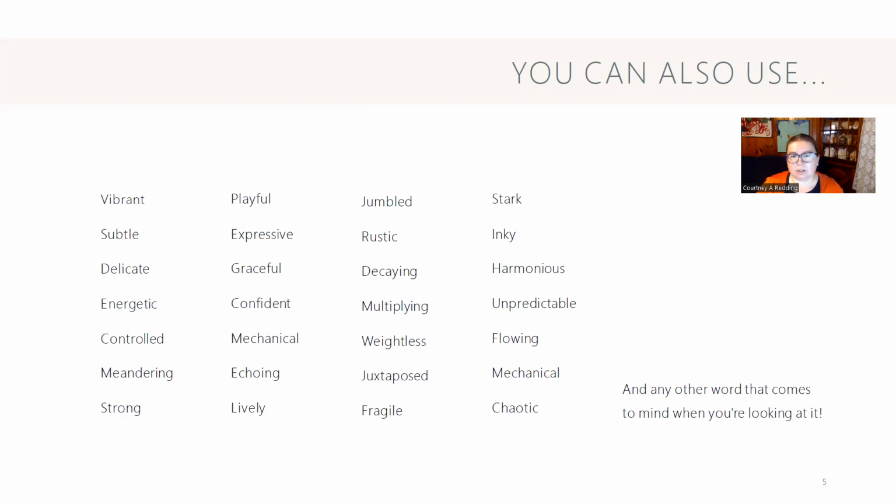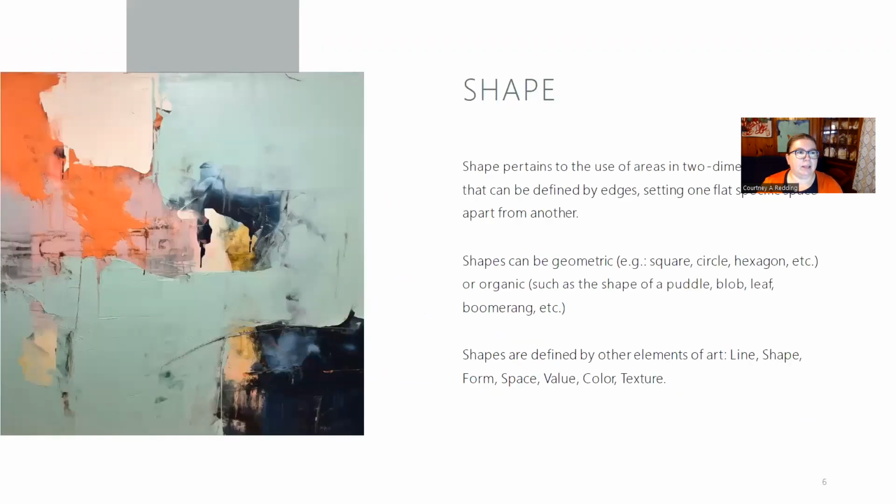You will have access to this PowerPoint so you can refer back to this. So you can use any other word that comes to mind when you're looking at it. Shape, let's slide this back up again.